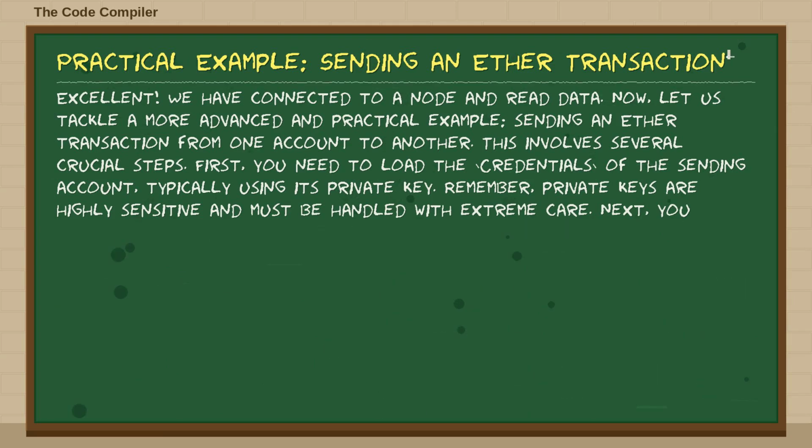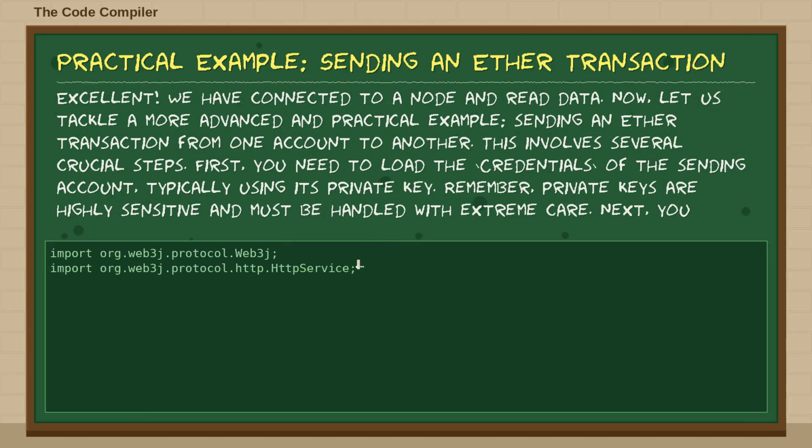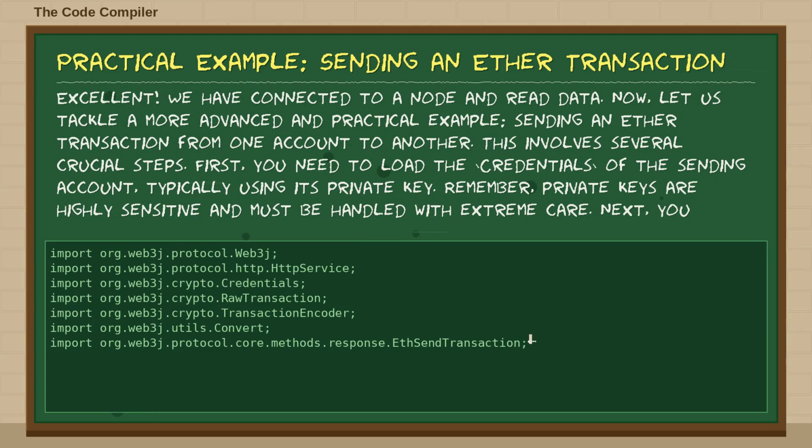After creating the raw transaction, you must sign it using the sender's credentials. This signature proves that the sender authorized the transaction. Finally, you send the signed transaction to the Ethereum network using web3j.ethSendRawTransaction. The network then processes it, and if successful, the Ether is transferred. This entire process demonstrates the power of Web3j in enabling your Java application to perform complex, state-changing operations on the blockchain.